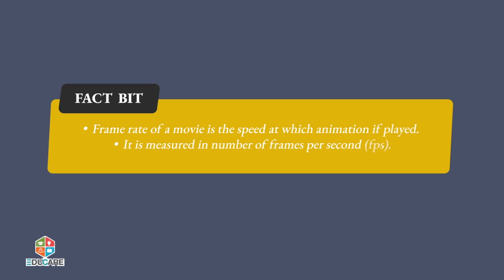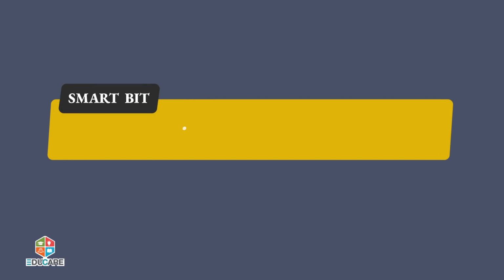Fact bit. The frame rate of a movie is the speed at which animation is played. It is measured in number of frames per second, FPS. By default, the set rate is 24 FPS. Smart bit. Press F5 to insert a frame. Press F6 to insert a keyframe.